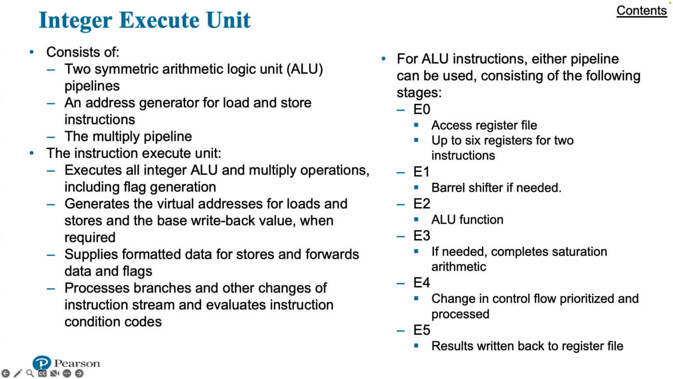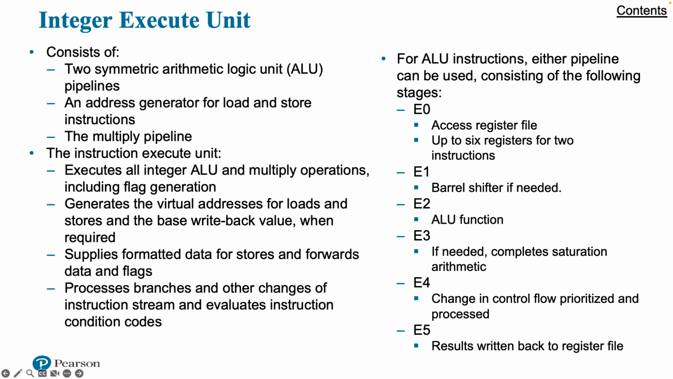So E0, access register file, up to 6 registers can be read from the register file for 2 instructions. E1, the barrel shifter. You might want to go back to figure 14.25 to get some insight into that. So the barrel shifter performs its function if needed, and so keep that in mind. E2, the ALU unit performs its functions.